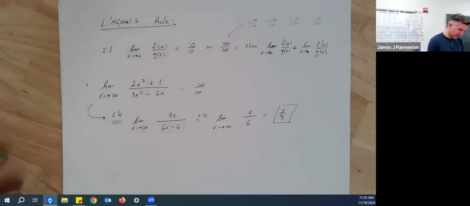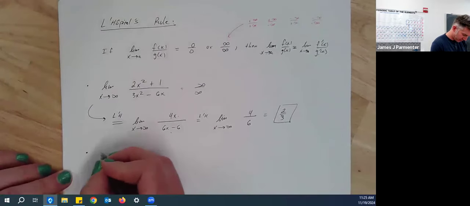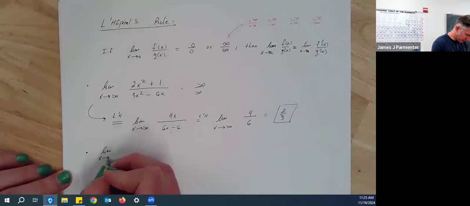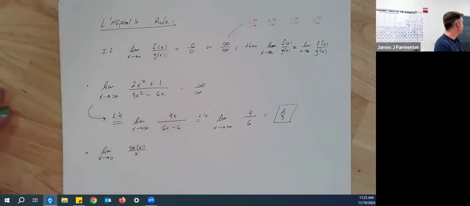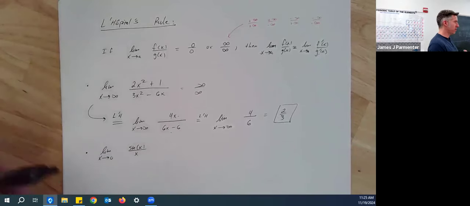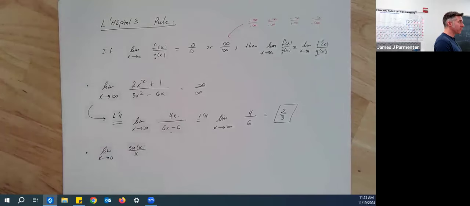Let's look at one other example we also know. The limit as x approaches 0 of sine x over x. We have learned that that limit is equal to 1. But if you plug in x equal to 0, you get sine of 0 over 0, which is 0 over 0, which is an indeterminate form.